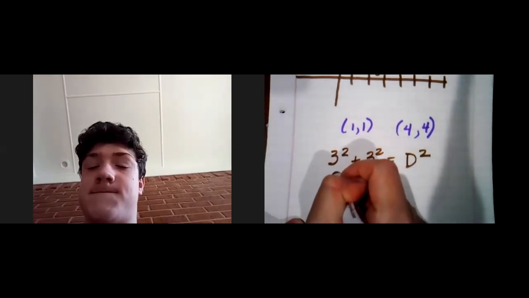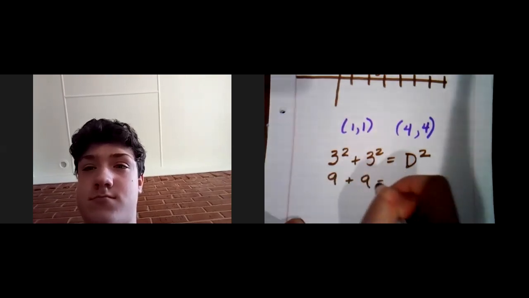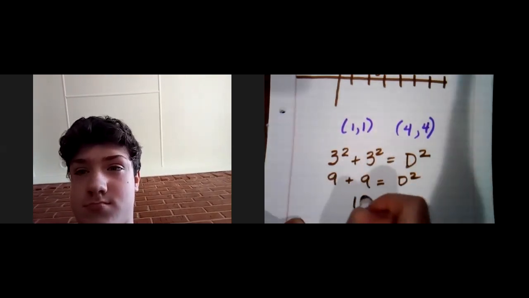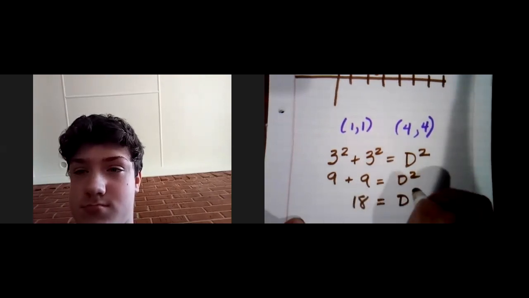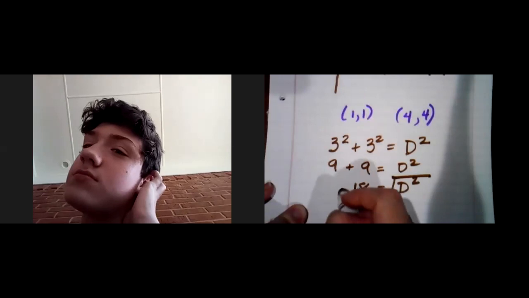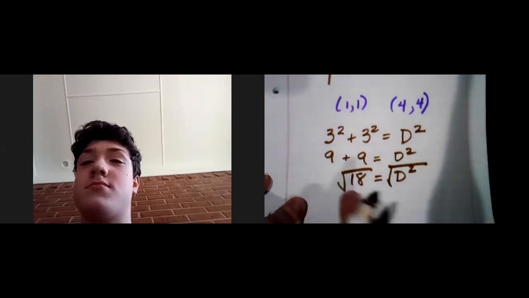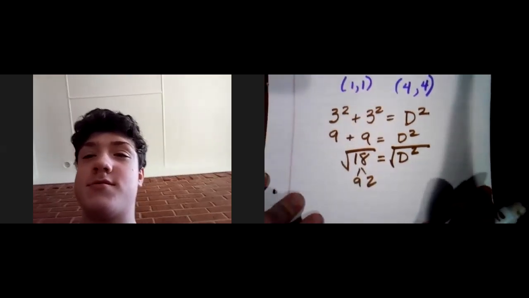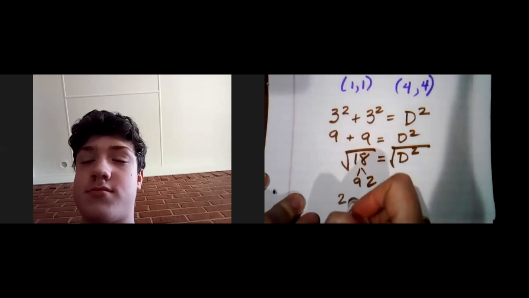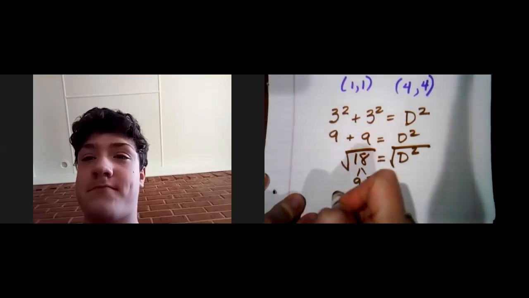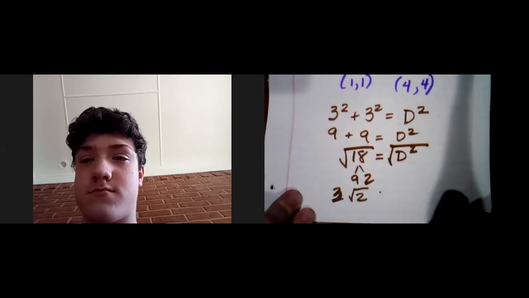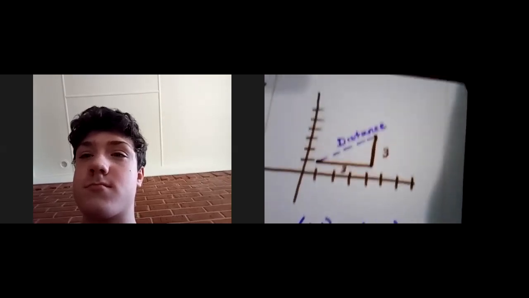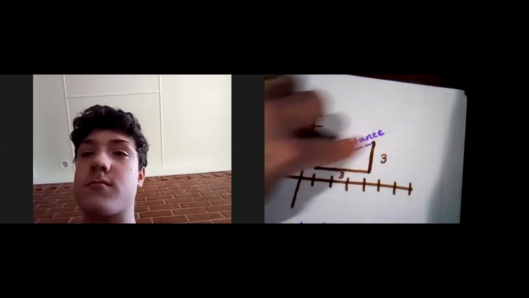Okay. And so this happens to be the same. Usually they're not. So 9 plus 9 equals d squared. And this would be 18 equals d squared. And you would square root like this, right? Well, on this, we would find 9 in there, and then we'd pull it out, and we'd have, oh, I don't know why I put a 2 there. That's supposed to be a 3. 3 square root of 2 is your distance for that particular thing.